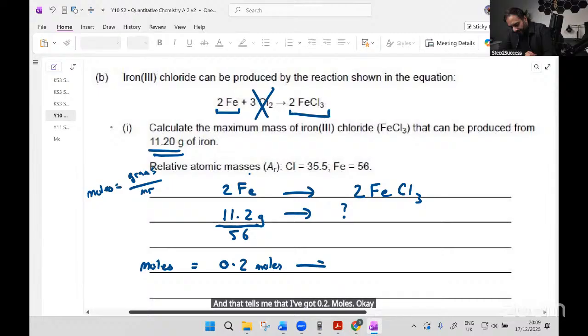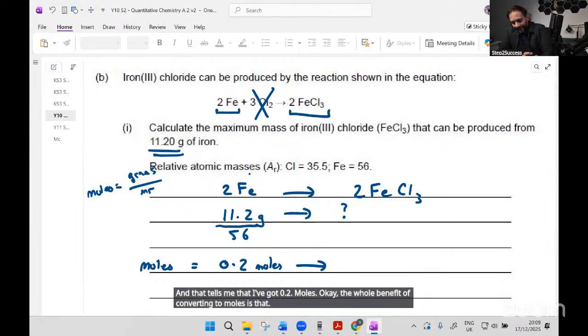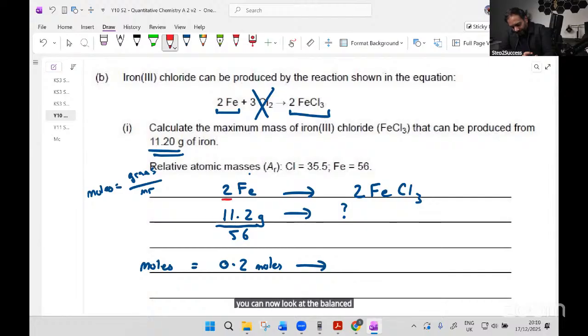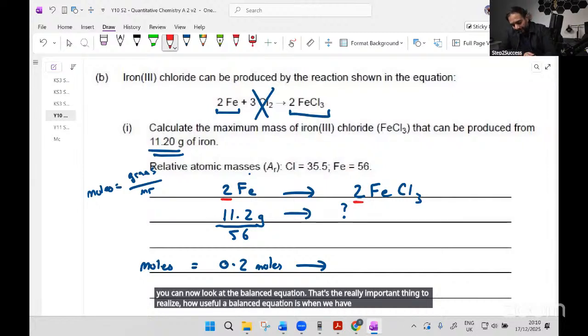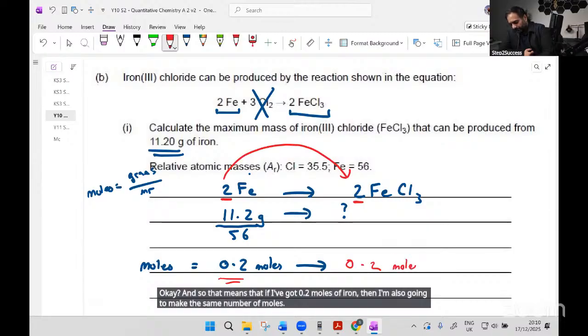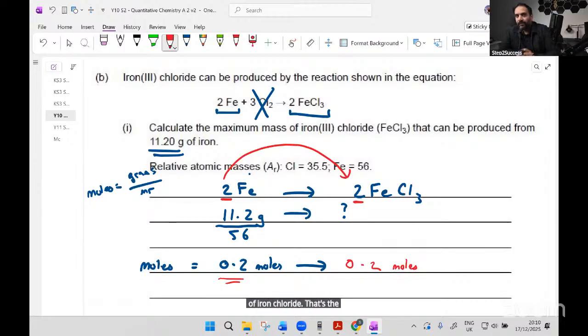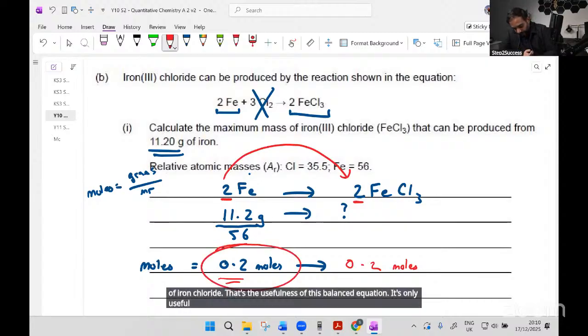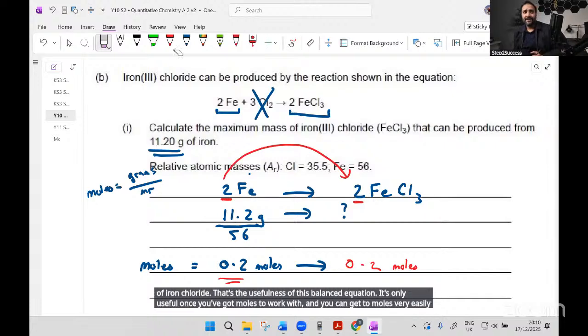Okay, the whole benefit of converting to moles is that you can now look at the balanced equation. That's the really important thing to realize, how useful a balanced equation is when we have moles, because it tells you a ratio. It tells you that if you had 2 moles of iron, you would have exactly the same number of moles of iron chloride, because it's a 2 to 2, it's the same number. And so that means that if I've got 0.2 moles of iron, then I'm also going to make the same number of moles of iron chloride. That's the usefulness of this balanced equation. It's only useful once you've got moles to work with, and you can get to moles very easily, as I just did.